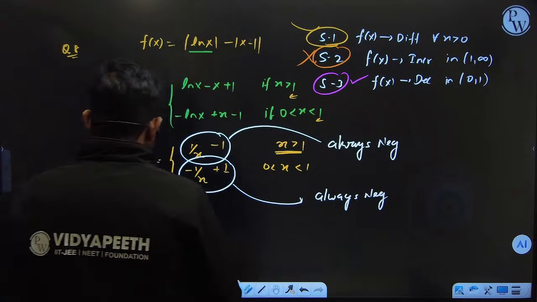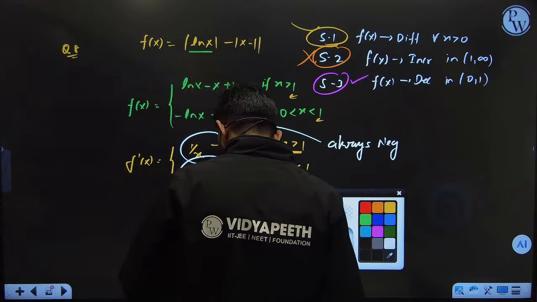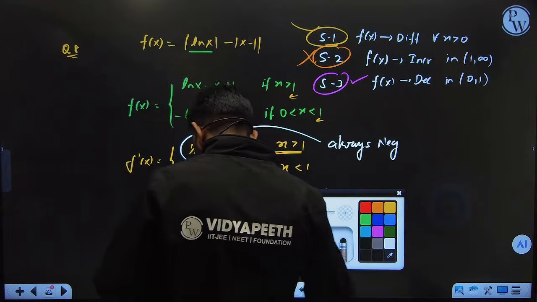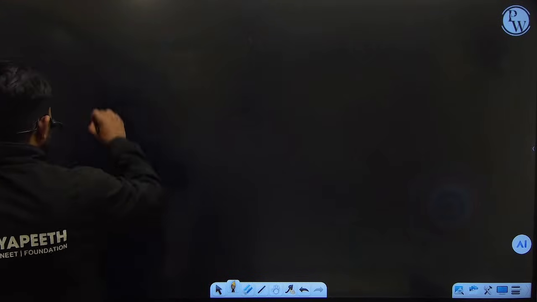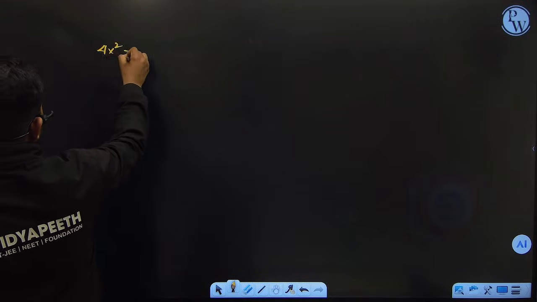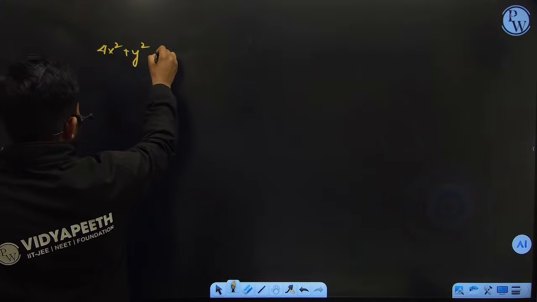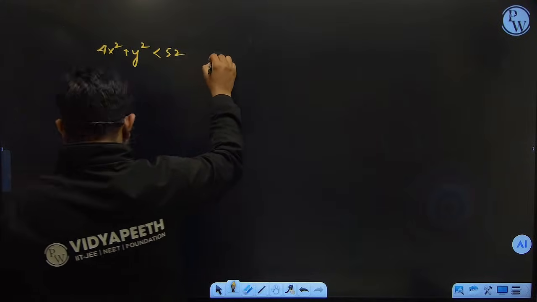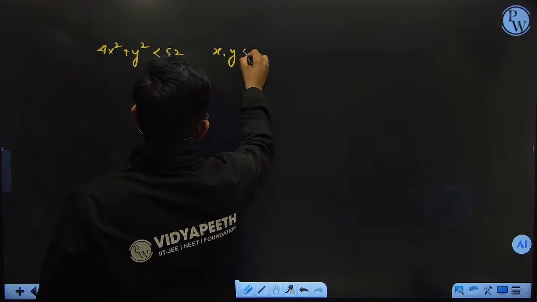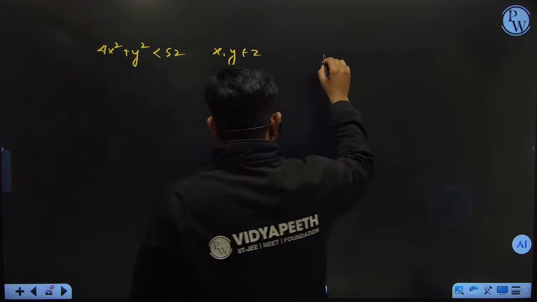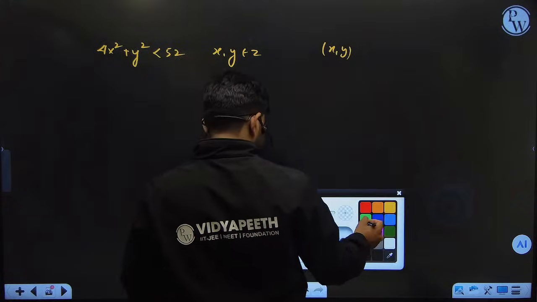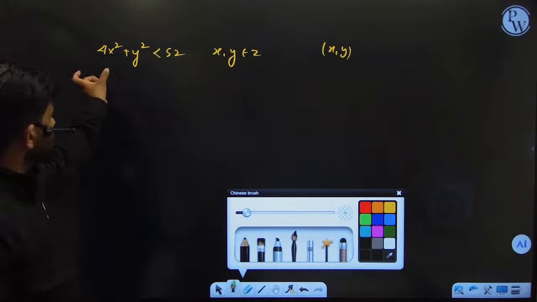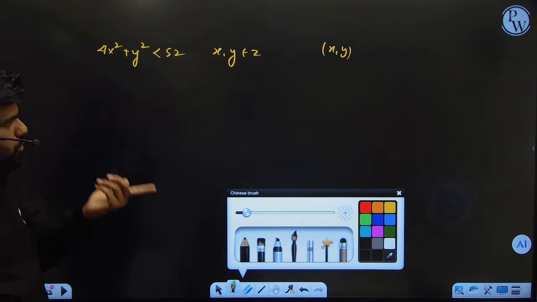Now we'll proceed to the next question. This question is again very calculative, but not that much, because you have seen these kinds of questions earlier, so you are familiar with them. We need to find how many ordered pairs exist for this condition, where x and y belong to integers.